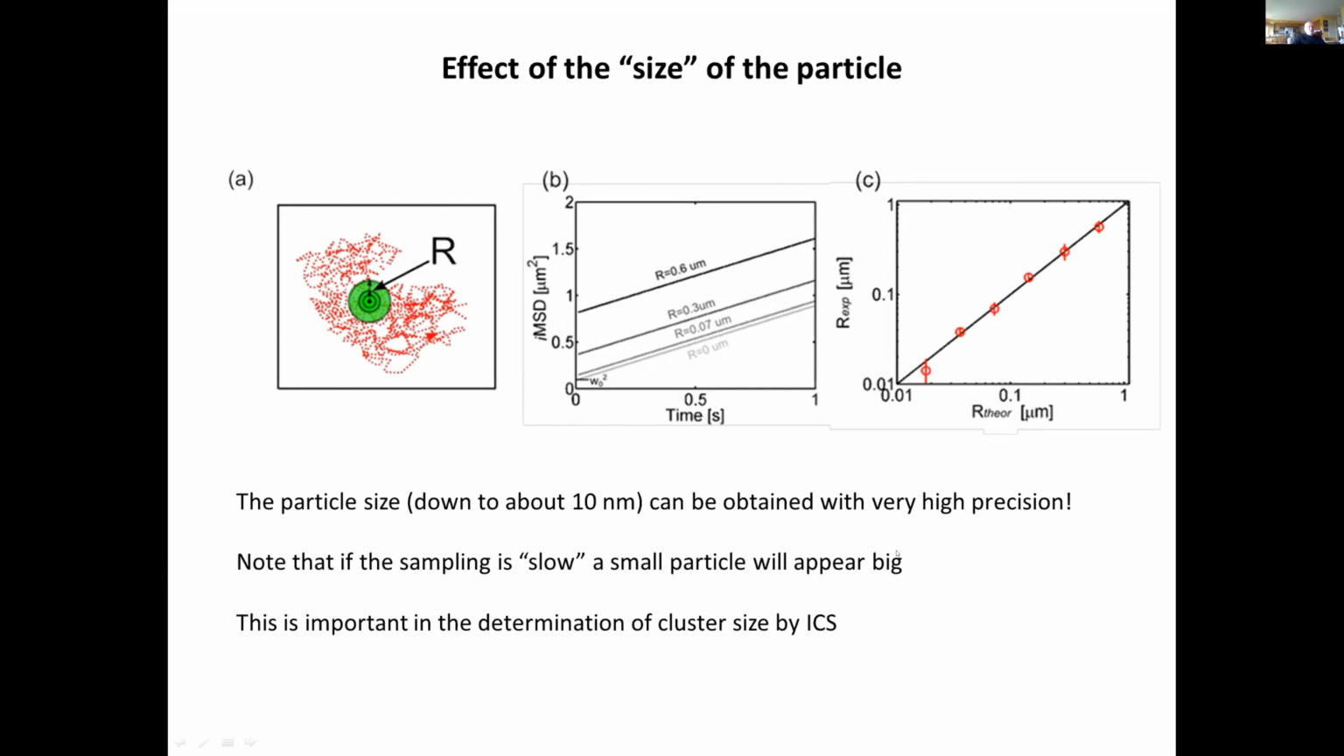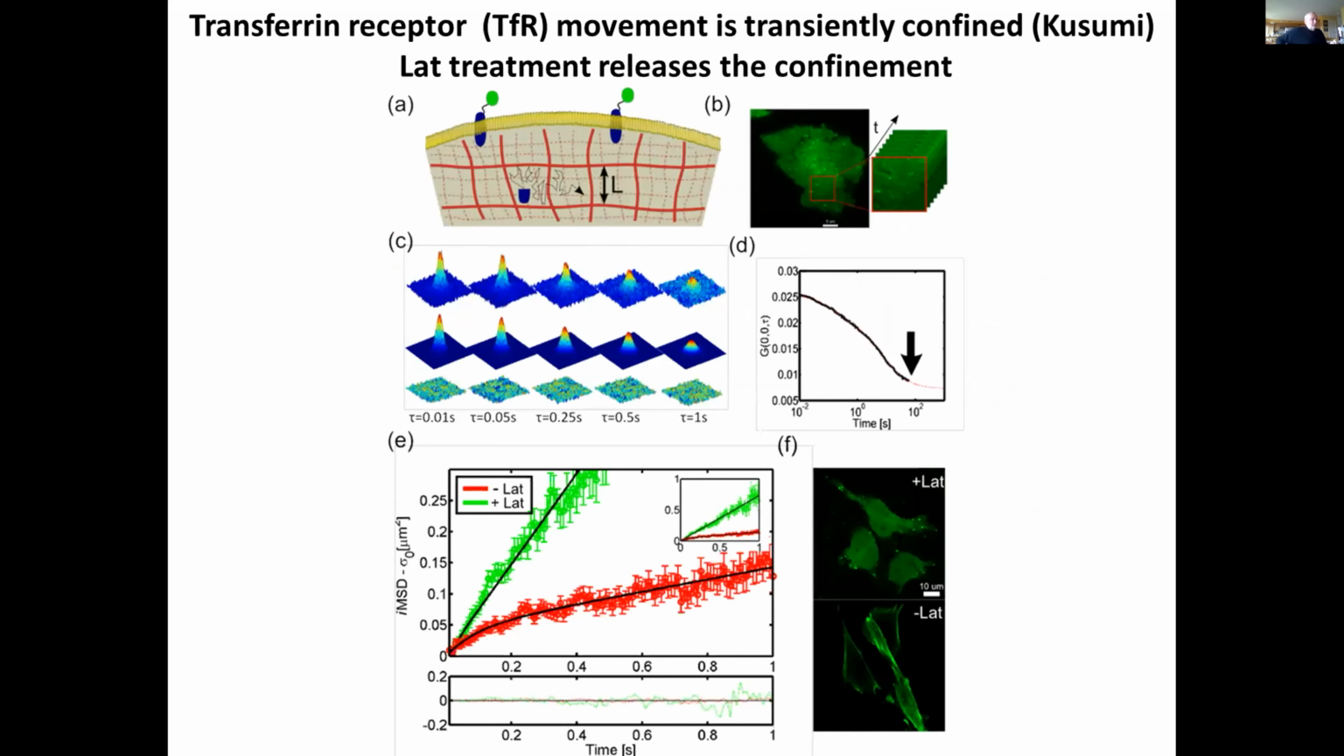A small particle will appear big. So if we expose a camera for some time and the particle is moving, the particle will appear big. So we need to sample as fast as we can in order to obtain this information. Okay, so let's go now to application of that.